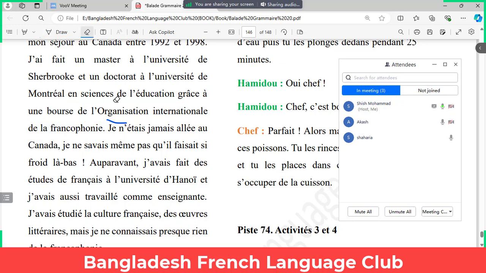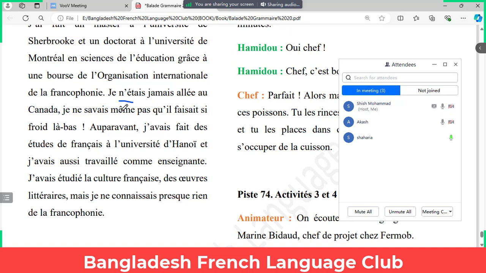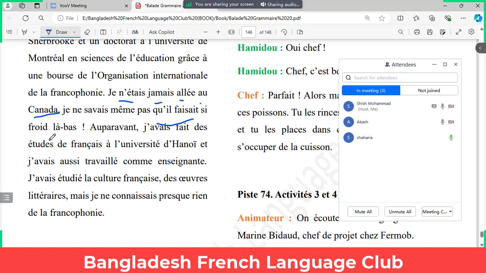Okay, then. Je n'étais jamais allée au Canada. Je ne savais même pas qu'il faisait si froid là-bas.